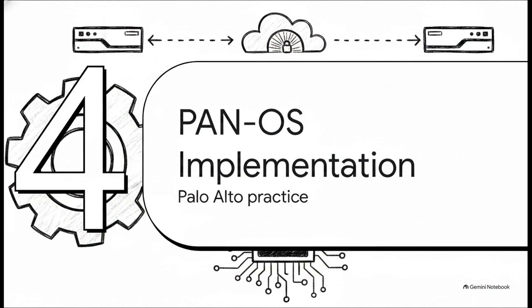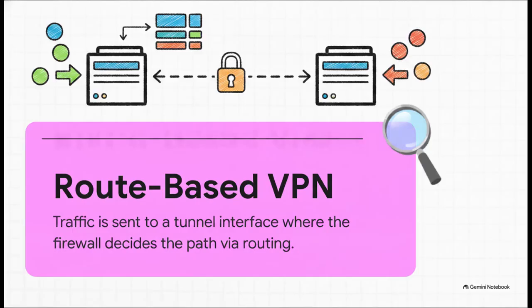Section 4, PAN-OS Implementation Guide. From Theory to Palo Alto Practice. Palo Alto's PAN-OS utilizes something called a route-based VPN. This is fundamentally different from older policy-based VPNs. In a route-based setup, the firewall's routing table is the boss. Traffic hits a standard routing rule, which then directs it to a virtual logical layer 3 tunnel interface. Once the traffic enters that tunnel interface, the firewall basically says, okay, I need to encrypt this, and forwards it out via IPsec. This means your routing decisions are just as critical as your encryption profiles.